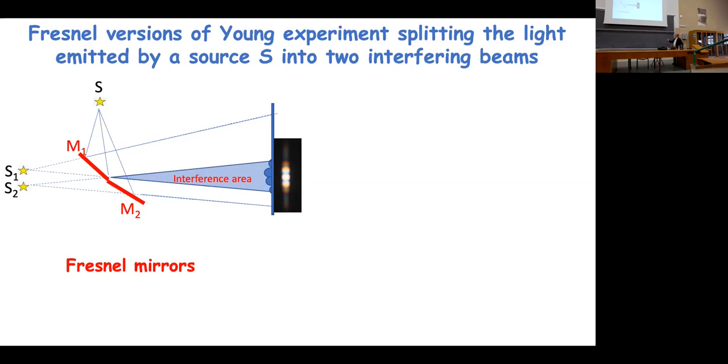The light from these images interferes in a place where the two beams superimpose, and then he saw fringes here. So it looks exactly like the Young double slit, except for the fact that there are not two small holes, but two very closely spaced images.